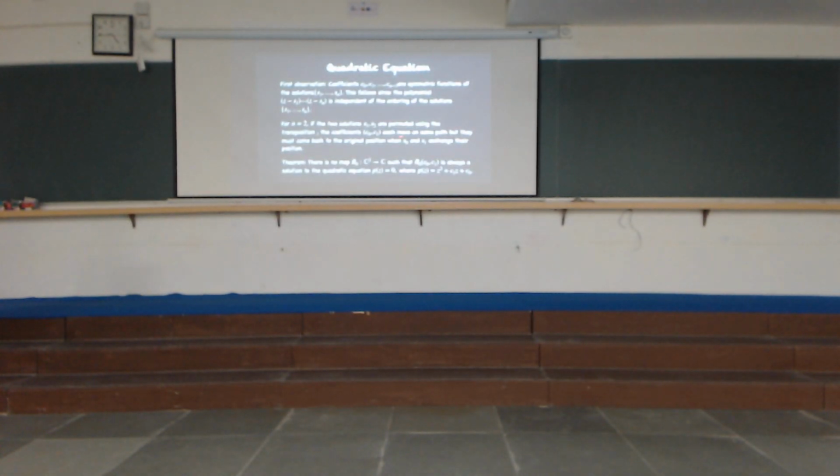Now, here I have tried to explain a little bit. For n equal to 2, the two solutions are permuted using the transposition. That is the relationship between the loops and the permutations. So a transposition is a curve, as I explained before, and the coefficients C0, C1, each, like you saw in the picture, move on some path, but they must come back to the original position when S0 and S1 exchange their positions.